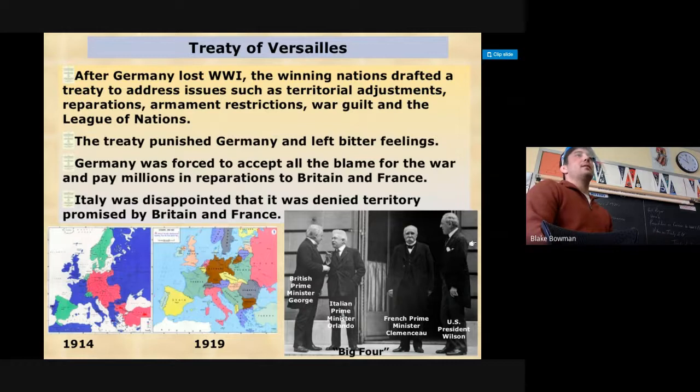So if they don't have industries, they don't have factories, do you think they can pay back these debts? No. So you see how the Big Four was really trying to stick it to Germany. If they can't pay back these debts, they're never going to become a world power ever again. That's what their thoughts were. Okay, was it fair to the German people, citizens? Probably not. But there's a lot of hatred and decision making from the Big Four that was placed on Germany. Good.